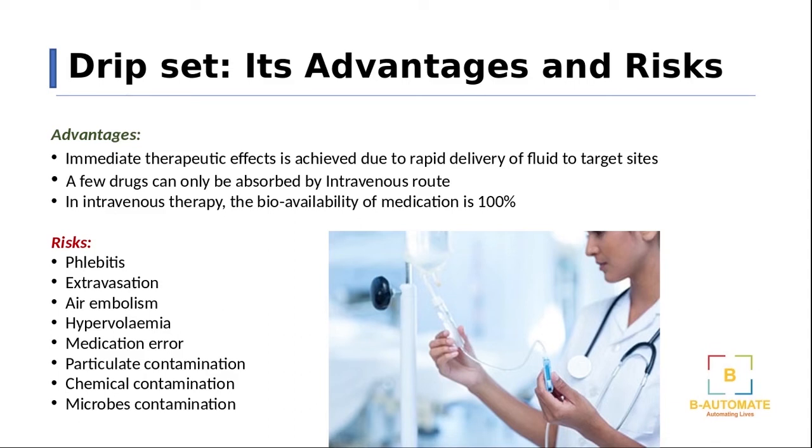Now let us see what are the risks involved in IV therapy. The most common complication is phlebitis, that is inflammation of the vein. Extravasation occurs when the liquid in the IV leaks to the tissue surrounding the vein. Air embolism is when air gets trapped in the vein. Increased drip rate might cause hypervolemia, that is abnormal increase in blood volume. Defective monitoring device might lead to improper dose adjustment, which can cause a medication error. Particulate contamination, chemical contamination, and microbial contamination, all these can lead to infection.